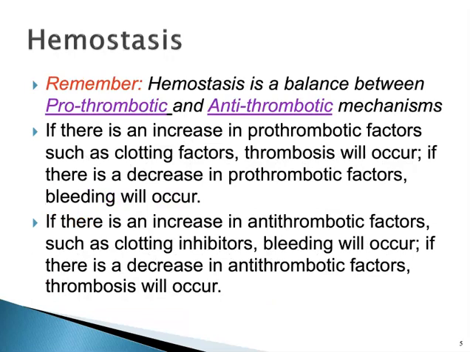There is something to remember. Hemostasis is a balance between prothrombotic and antithrombotic mechanisms. If there is an increase in prothrombotic factors, such as clotting factors, thrombosis will occur. If there is a decrease in prothrombotic factors, then bleeding will occur. If there is an increase in antithrombotic factors, such as clotting inhibitors, bleeding will occur. If there is a decrease in antithrombotic factors, then thrombosis will occur.